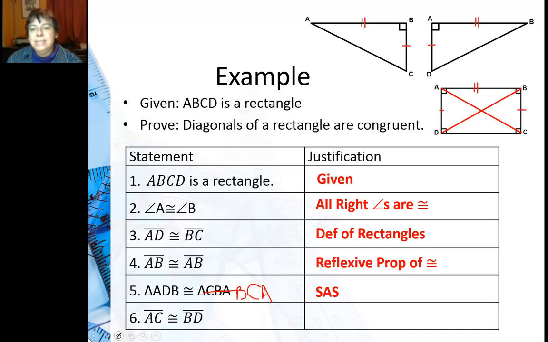Finally, I can say that AC is congruent to DB, and the reason is after I prove the triangles are congruent, I can use CPCTC to prove that the rest of the parts are congruent.